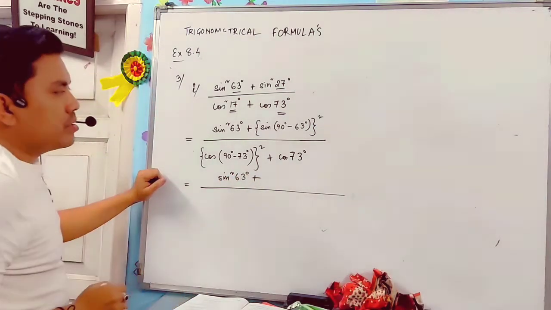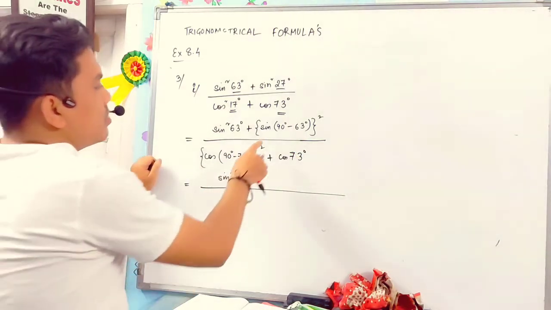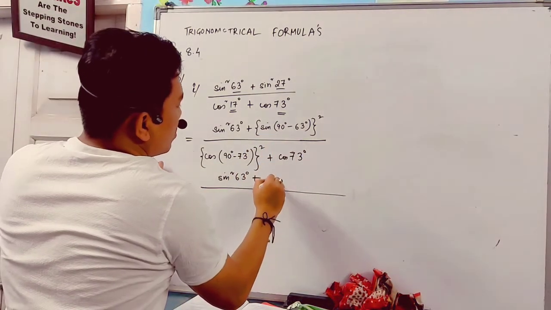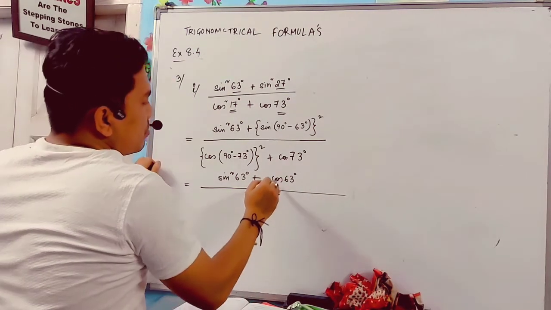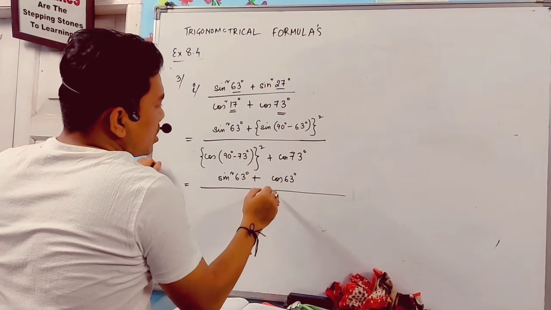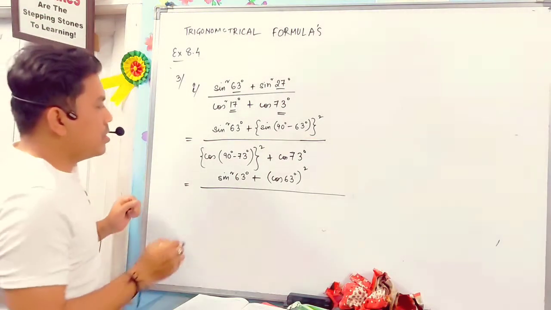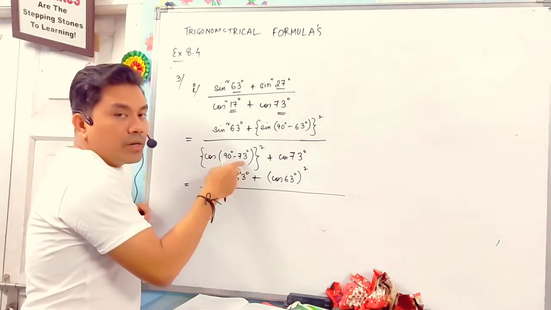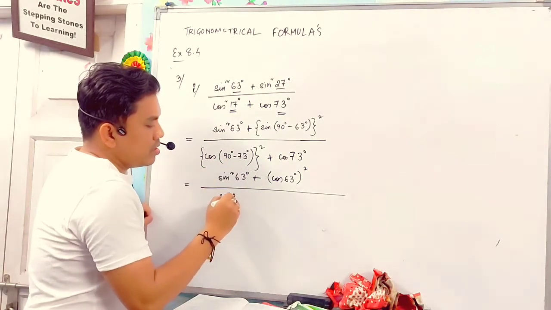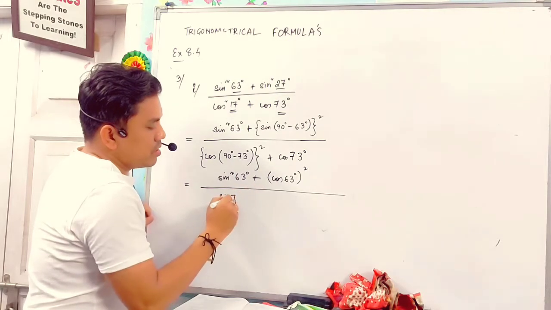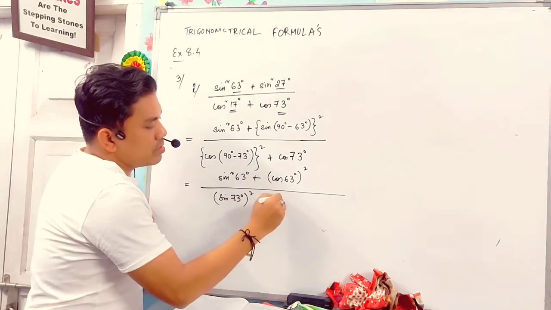Now sine square 63 degree plus, now you can see here sine 90 minus a is what? Cos a, isn't it? So this will become cos 63 square. If you have doubt, kindly watch the previous lecture, previous session. Then you will understand. Now here also cos 90 minus a is what? Sin a. So it will become sin 73, and outside there is square, plus cos square 73 degree.